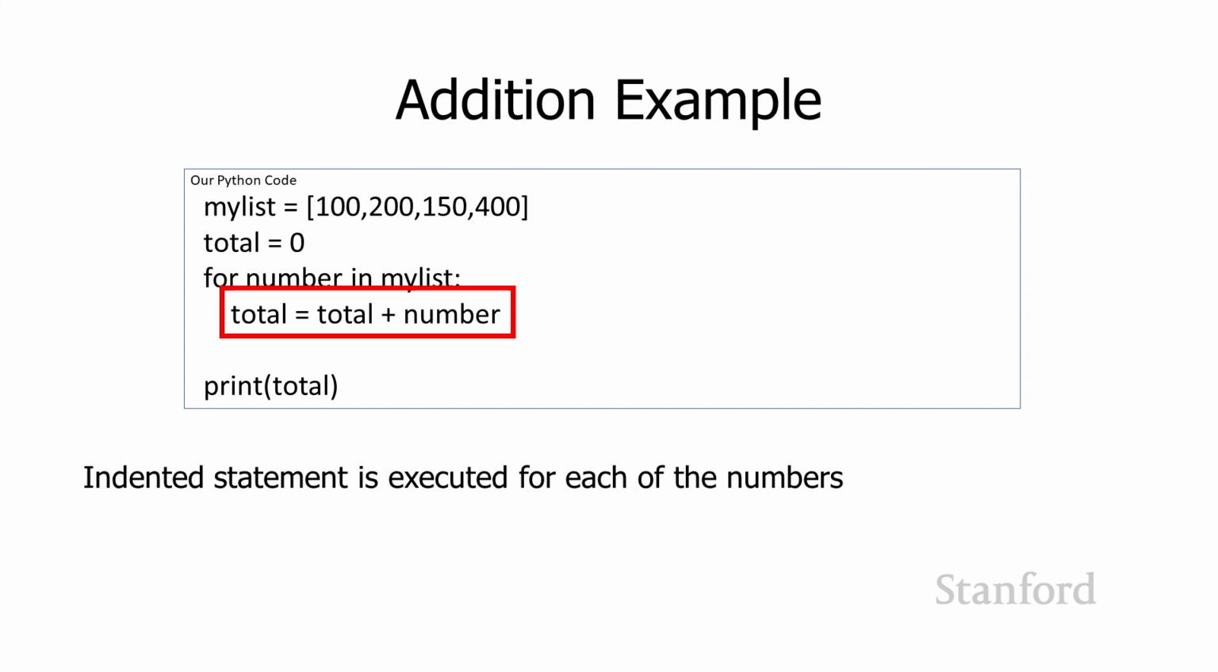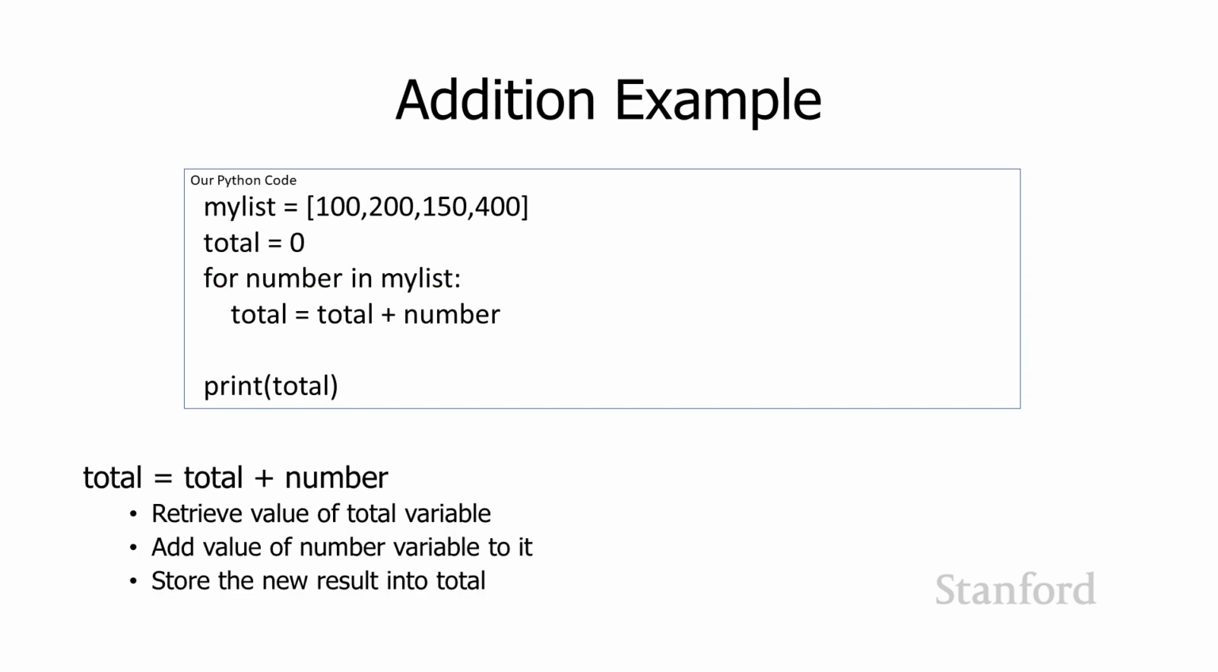So in this particular case, total equals total plus number means retrieve the value of the total variable right now, add the value of the number variable to the current value of the total variable, take the resulting value of the two of them added together and store that as the new result into total. So again, it's not saying that total is initially equal to total plus number. It's saying that after carrying out total plus number, take the result of that calculation and then store it back into total.